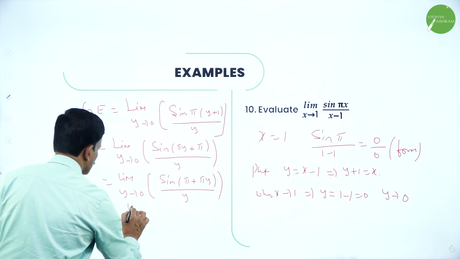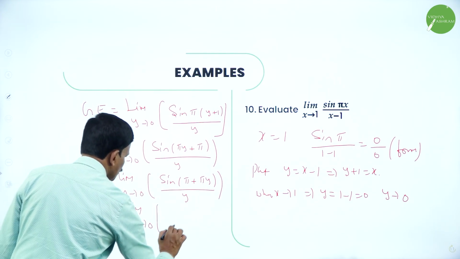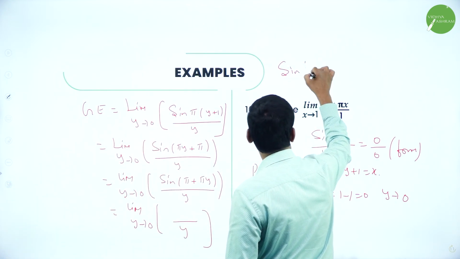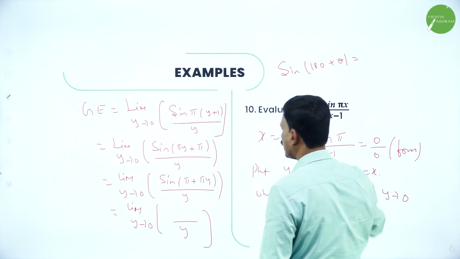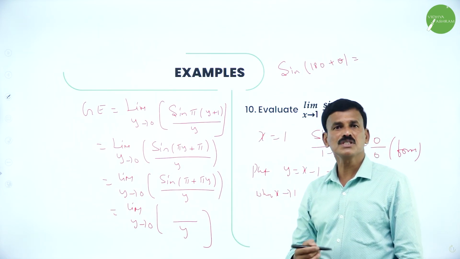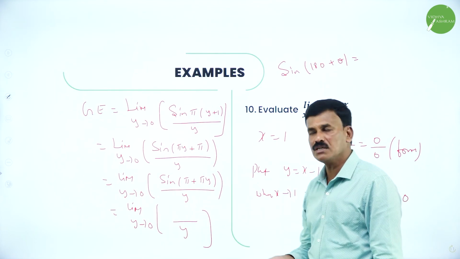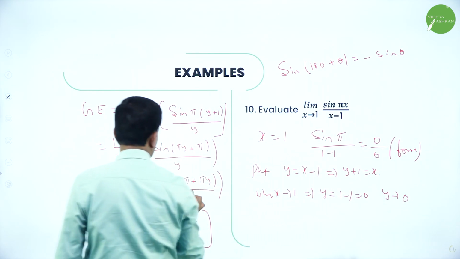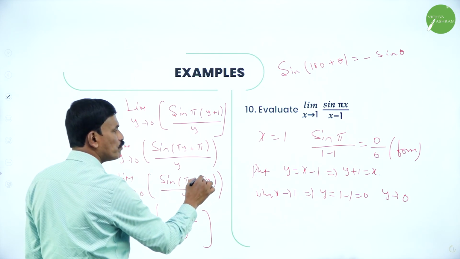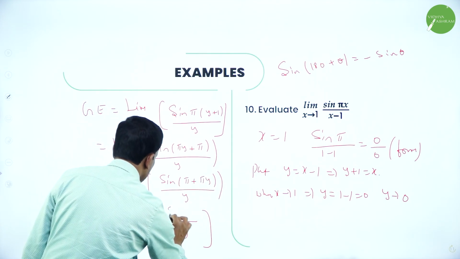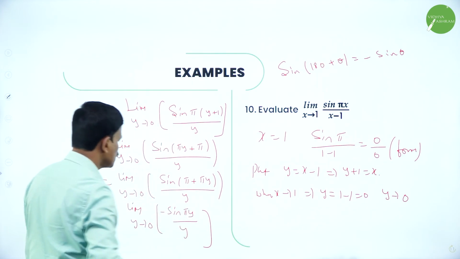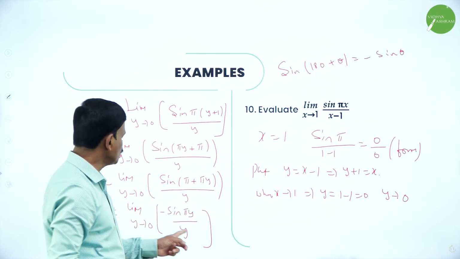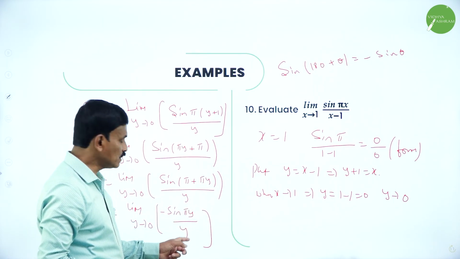So this is of the form limit y tends to 0, the denominator is the same, and the numerator is of the form sine of 180 plus theta. Sine 180 plus theta comes in the third quadrant. In the third quadrant, tan and cot are positive, the remaining are negative. So sine of 180 plus theta is minus sine theta. Therefore this is minus sine of pi y, divided by y.